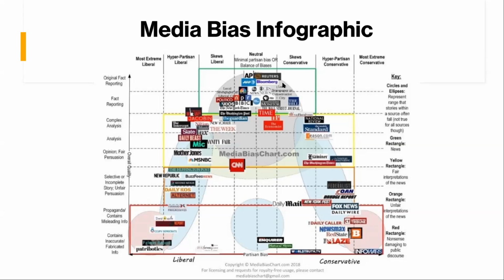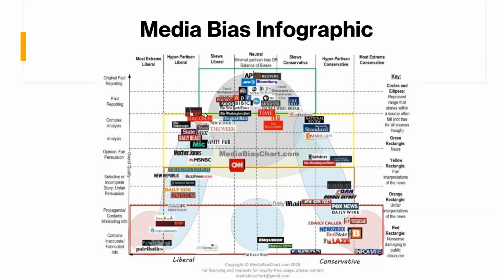So you'll see that some sources skew very slightly to one political side or the other, but they're still considered credible because they report facts and they represent a range of stories within a source, so usually what they're reporting is true and factual. Anything outside of this box, you should question.